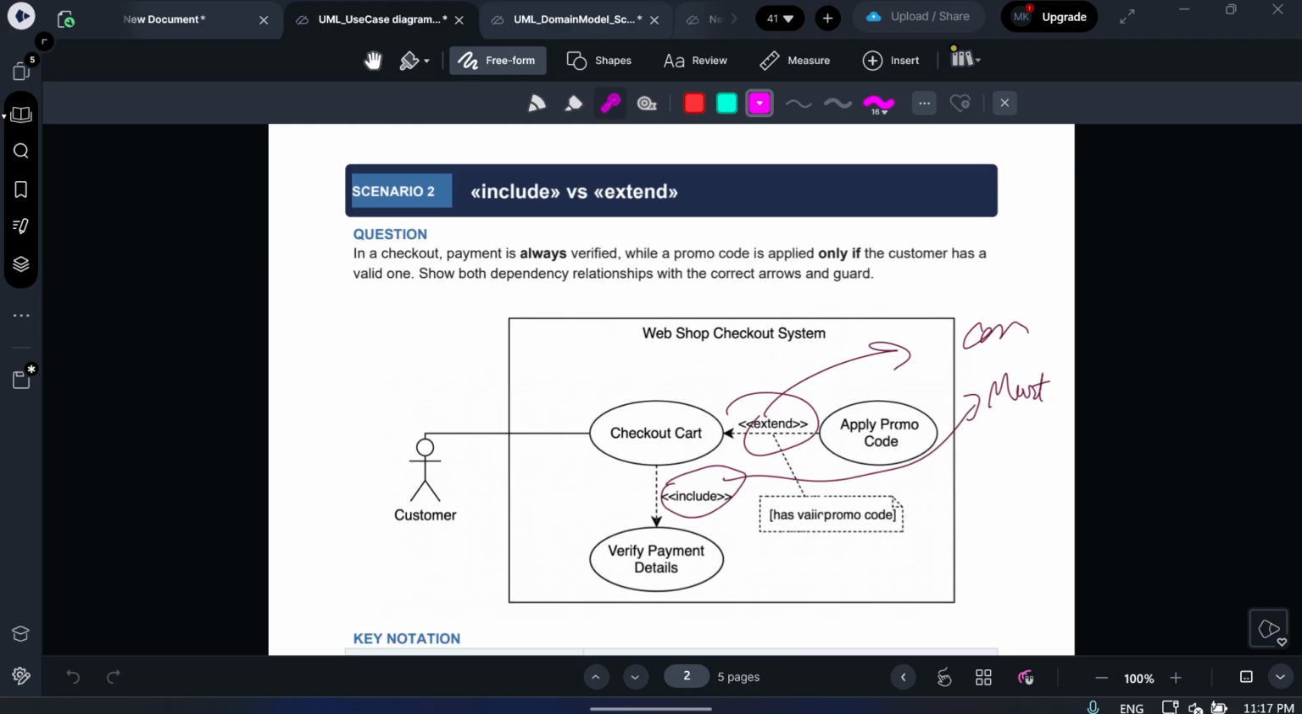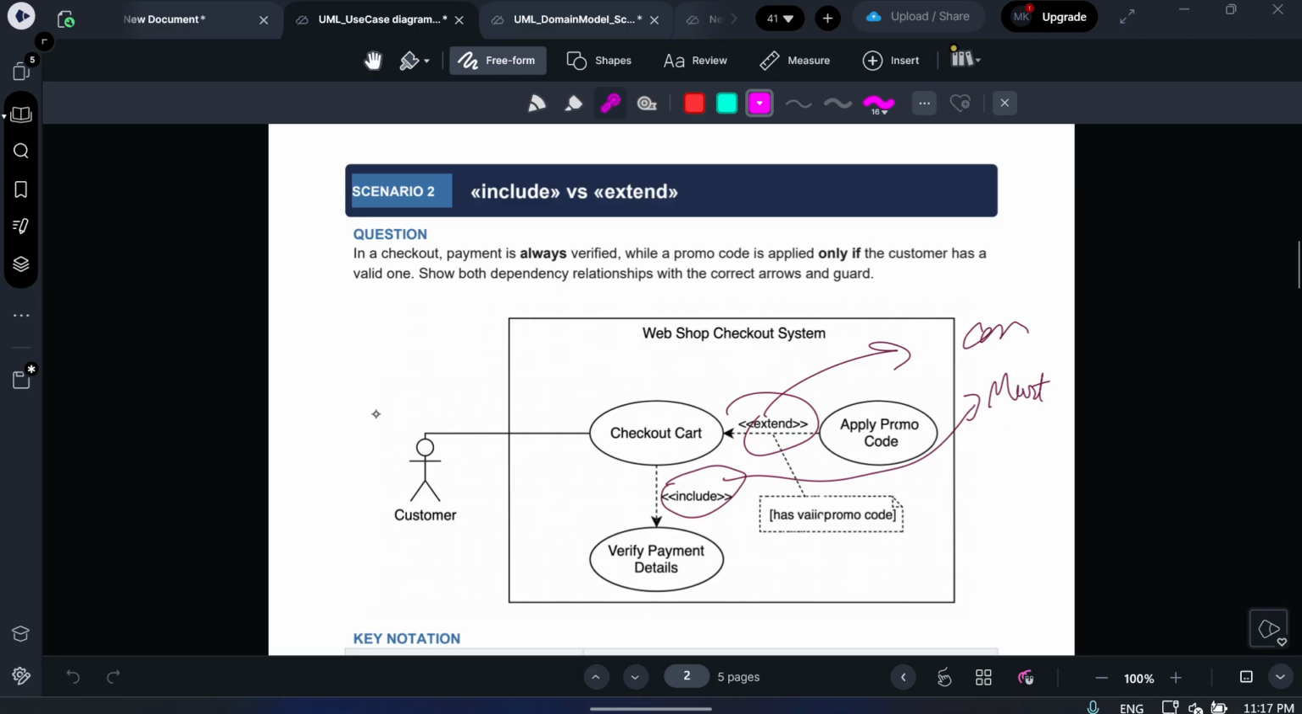Then we have a second question which gives us the understanding of includes versus extend. Now we need to look for the keywords. For example, in a checkout, payment is always verified, while a promo code is applied only if the customer has a valid one. So only if and always. Look at these keywords. Show both dependency relationships with correct arrows and everything.